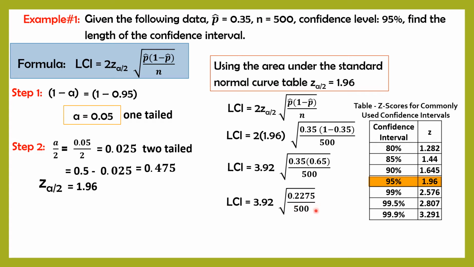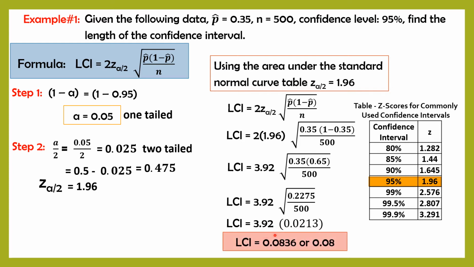Kaya, we will have now 0.2275. At saka natin siya i-divide sa 500. Then, pag na-divide natin, saka natin kukuhanin ang square root. So, kapag kinuha natin ang square root niyan, that is equal to 0.0213. Times natin yan sa 3.92. So, ang ating LCI is equal to 0.0836 or 0.08.